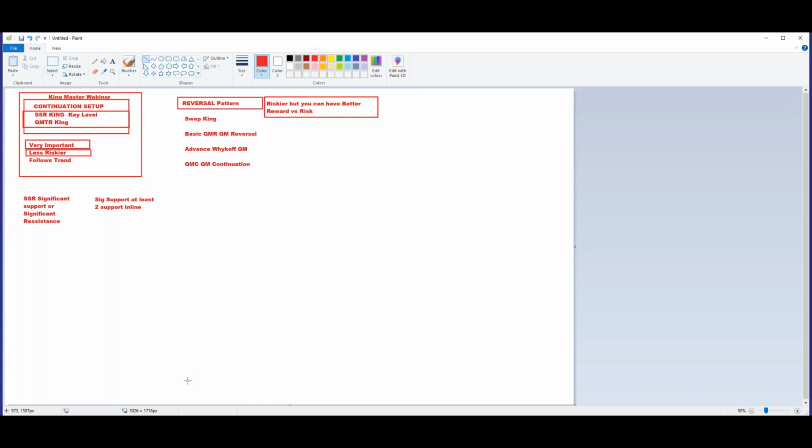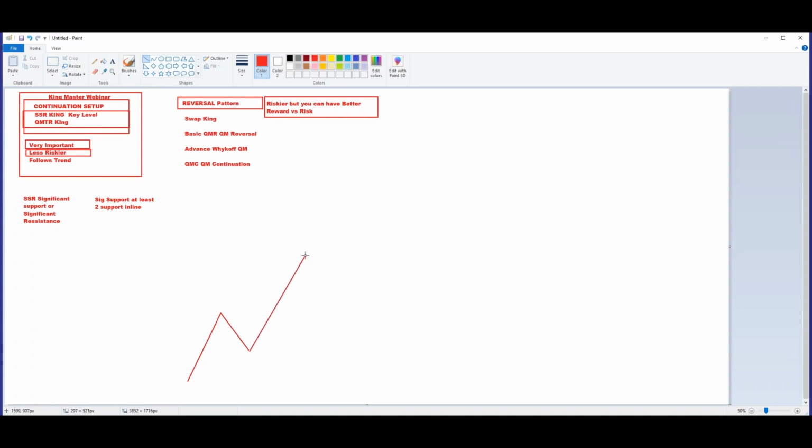Let's suppose that you have price going up. Okay, the trend is up, price going up, going up, going up, make a new high. So how do we know that the price wants to reverse from uptrend to downtrend? Today we will learn all this, SwapKing or basic QM reversal and basic QM continuation, and then later we will learn about advanced because we got Wyckoff QM.